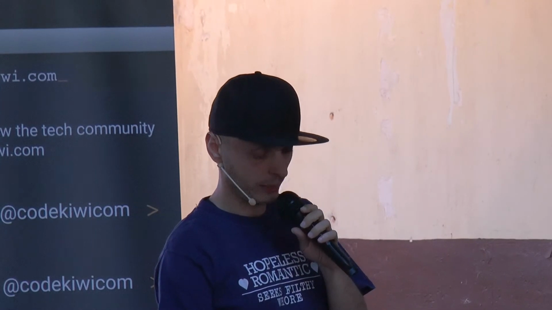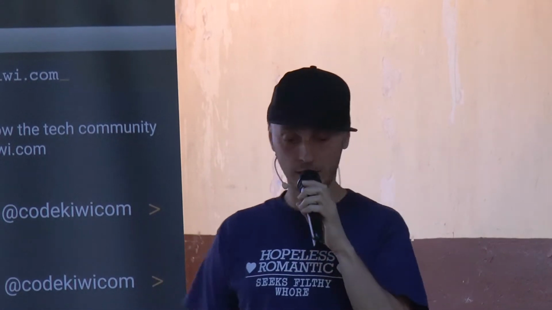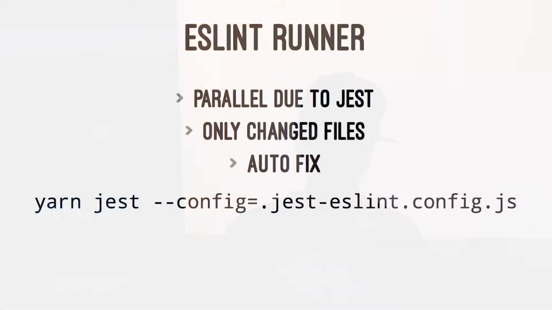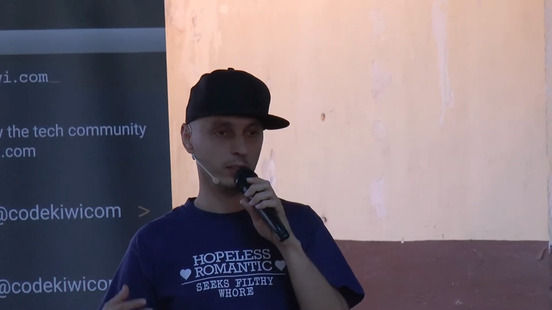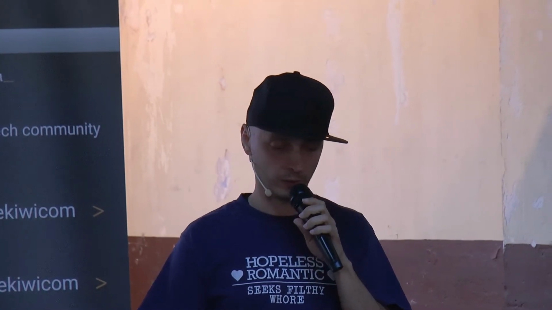And this package also comes with an eslint runner. That's because our projects are getting really big, and eslint takes a lot of time. So we created a runner that's using Jest. It's parallel, it checks only the changed files, so it's much faster, and it also automatically fixes what is fixable. So you just create a slightly different config. It's part of our documentation. Give it a try. It's really good.